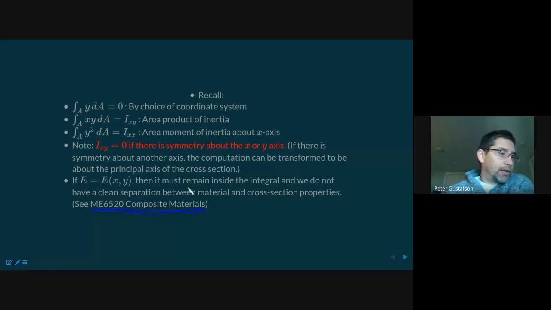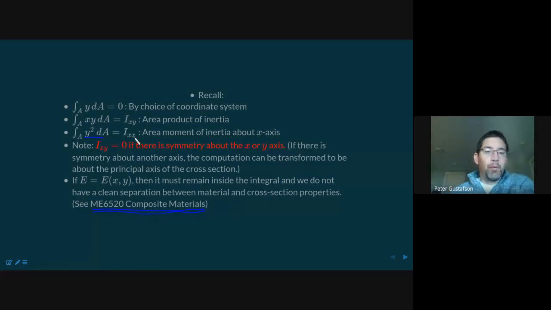All right, I'm looking over. I see a question from Nicole. She says, what is the difference between area moment of inertia and area product of inertia? Like, which one is 1/12 BH cubed for a rectangle? So great question, Nicole. Thank you. It's this one here, y squared dA, IXX. This is the one that becomes 1/12 BH cubed for a rectangle.